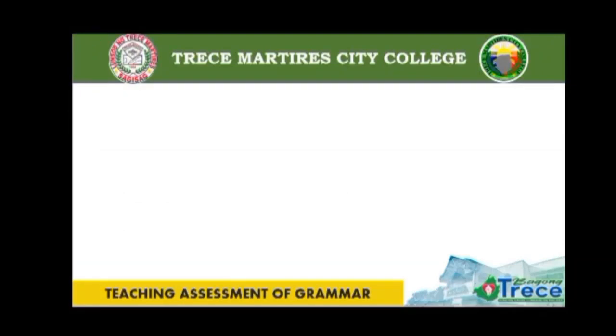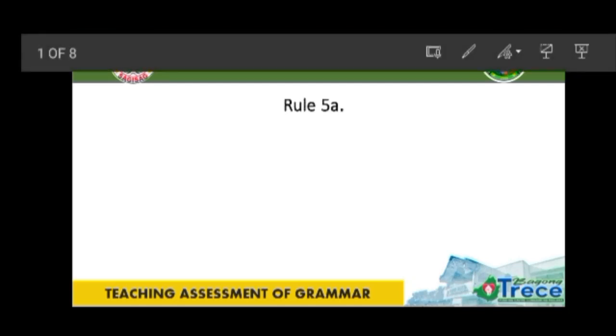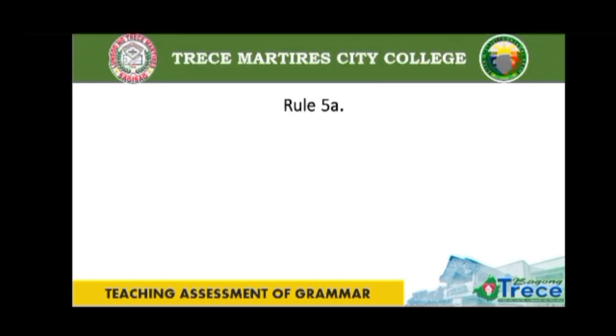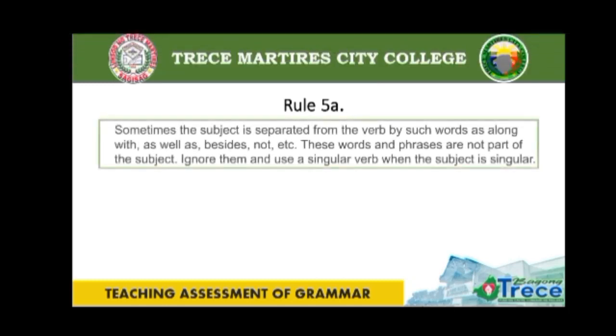Good day everyone, my name is Grant Michael Sisotelo and I will be the one who will continue our discussion for the basic rules of subject-verb agreement. So for the next rule, which is rule number 5, it is composed of two rules. The first rule is: sometimes the subject is separated from the verb by such words as along with, as well as, beside, not, etc. These words and phrases are not part of the subject. Ignore them and use a singular verb when the subject is singular.